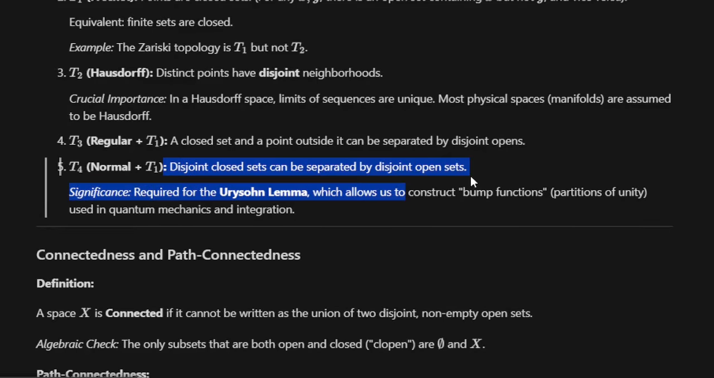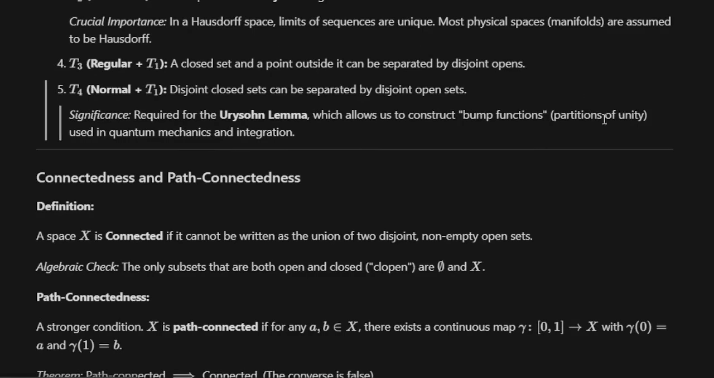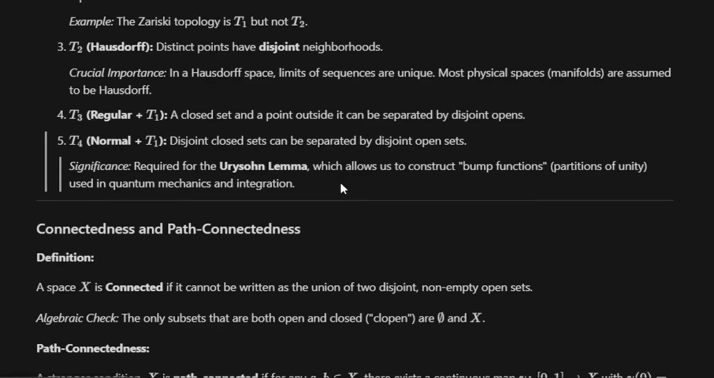Disjoint closed sets can be separated by disjoint open sets. And this is required for the Urysohn lemma, which allows us to construct bump functions or partitions of unity. These are very important for quantum mechanics and integration.